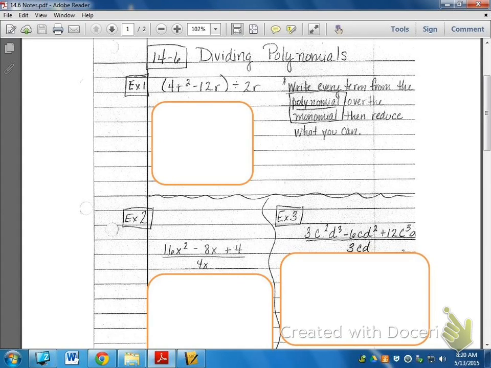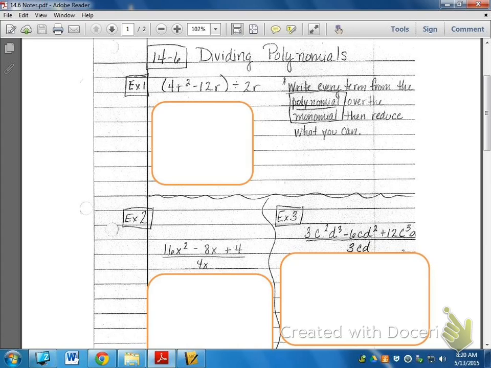Lesson 14.6, Dividing Polynomials. Dividing Polynomials is the title of this because we really are dividing polynomials, but we are just going to stick with dividing by a monomial. When you move on farther in math, you will be dividing by binomials and so on, but we're just going to stick with dividing by a monomial.